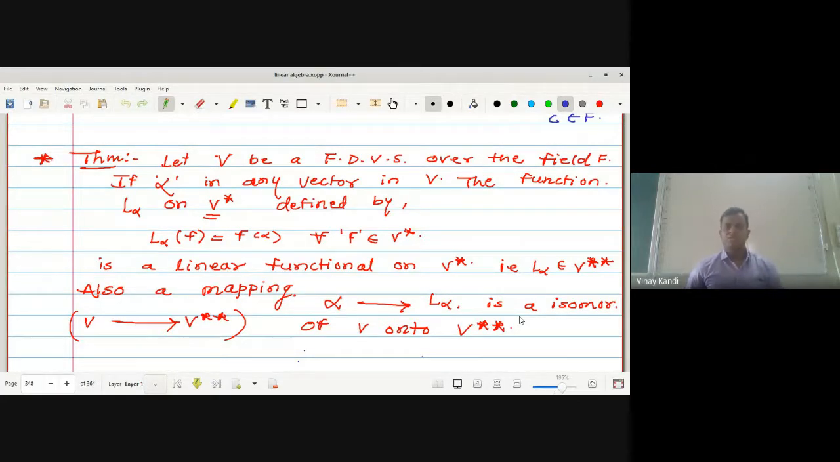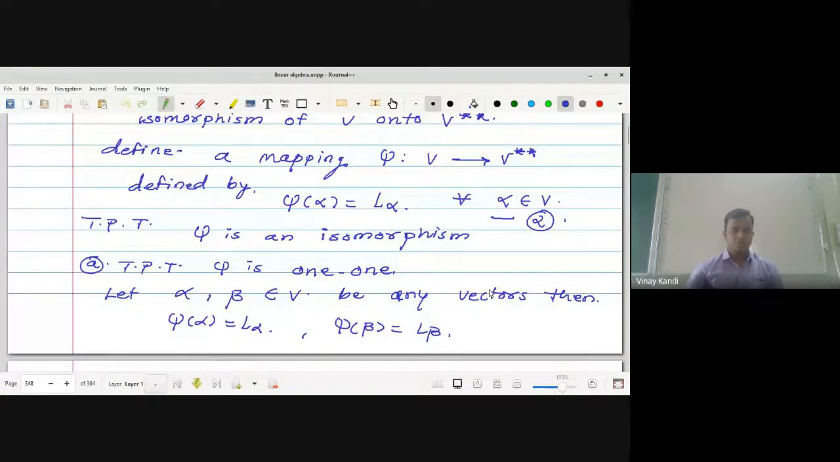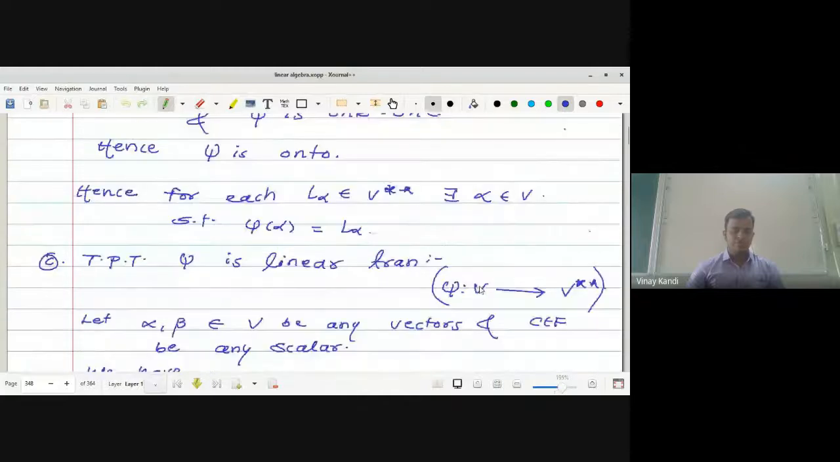If alpha is any vector in capital V, the function L alpha on V star defined by L alpha of f is equal to f of alpha is a linear functional on V star. That is, L alpha belongs to V double star. And also the mapping alpha to L alpha is an isomorphism of V onto V double star. We proved this theorem in the last lecture. So today we will see one corollary of this theorem.